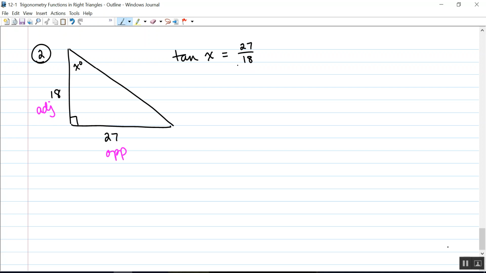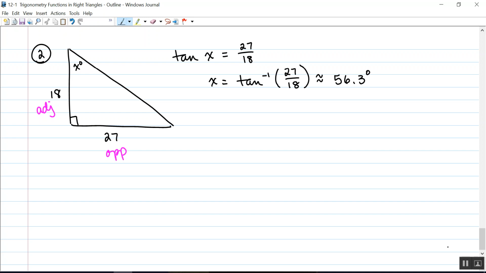And I know I could reduce that, but I'm just going to leave it that way. So that means that x is equal to the inverse tangent of 27 over 18. And plugging that into my calculator, I get 56.3 degrees.